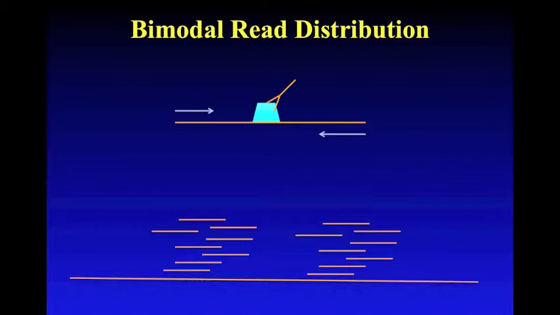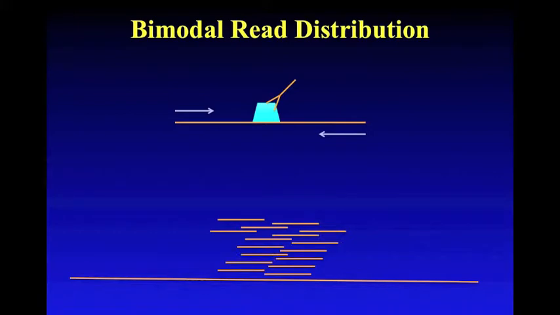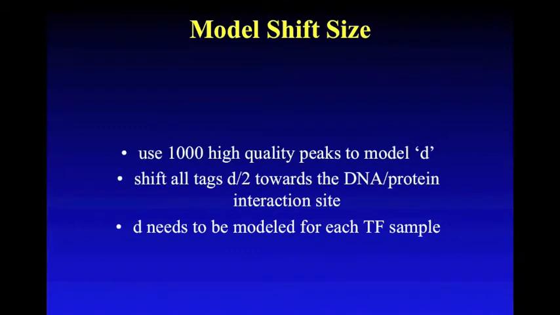MACS handles this by identifying 1,000 high-confidence peak regions where there are many reads, and identifying the average distance between the two peaks, which is d. It then goes through all the peaks and shifts the reads towards the center by d/2. So the result is a unimodal distribution of reads centered where the TF is actually bound. So to summarize, MACS models the shift size by looking at 1,000 high-confidence peaks, then shifting all of the reads. This modeling must be done for each transcription factor because transcription factors will have different sizes of d.